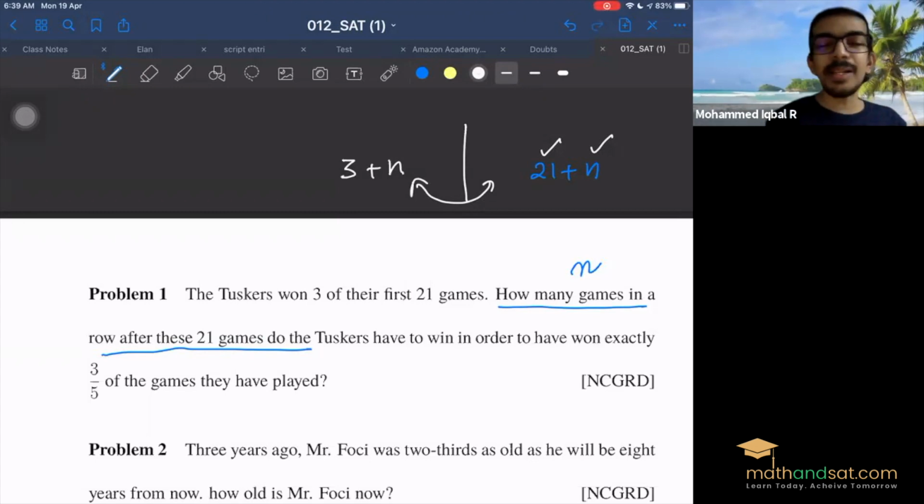Okay, it's a simple idea. Say your favorite team has won 3 games of the first 21 games. Now, how many games do they have to win in a row so that they win 3/5 of the games? That's all. Simple question. Once you understand the question, the math is very simple.